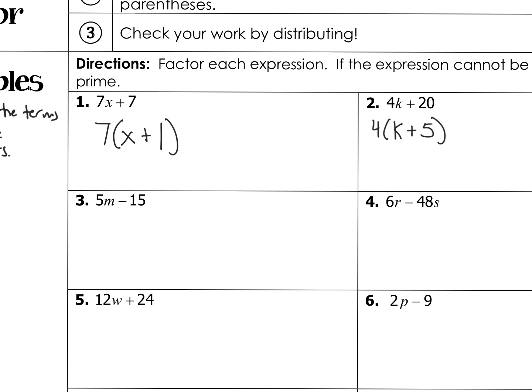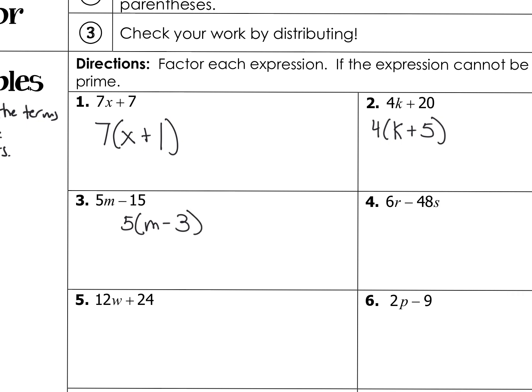All right, why don't you try the next two on your own? So go ahead and pause the video and try those, and then you can check your work. 5m minus 15. We're going to factor out a 5. And then it's going to be m and 3. Now hopefully here you caught that there was a minus sign. So it would be a minus 3.